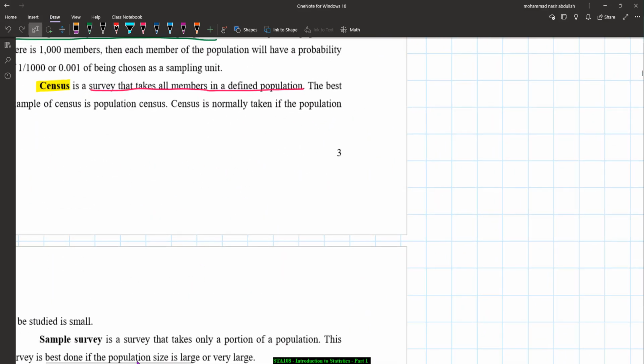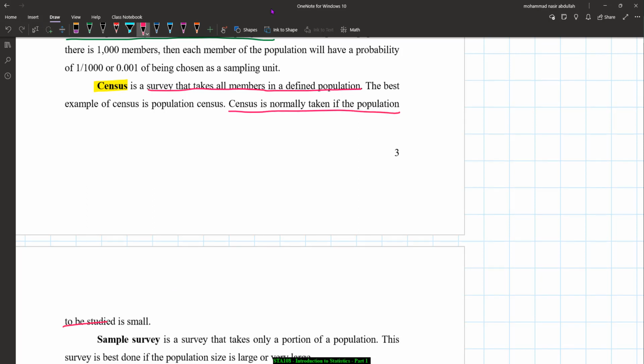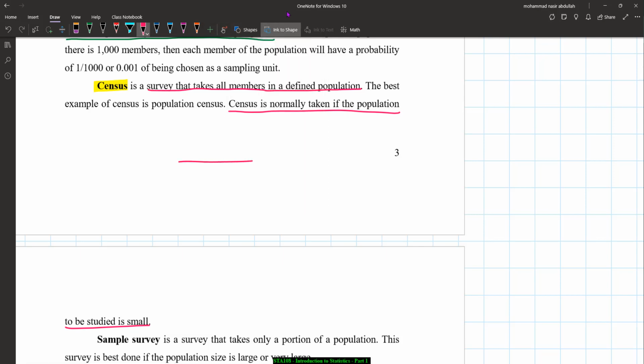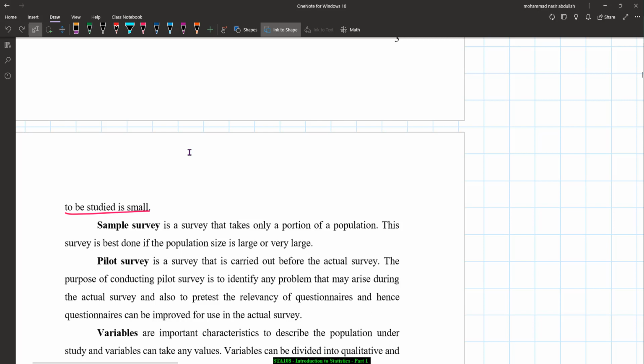Right? The best example of census is population census. Right? Population census is normally taken if the population to be studied is small. Right? Population to be studied is small. Okay. Alright. So I hope you are clear with the term census.